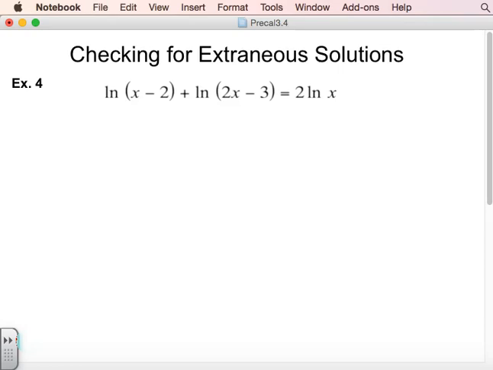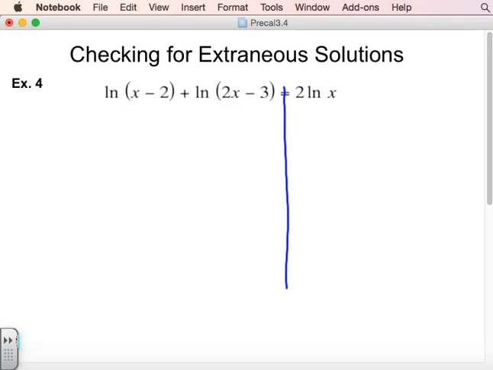So this first one, notice you've got 3 logarithms in this one equation. What you've got to do in this situation is combine 2 logarithms into one, to give yourself a way to cancel them out. You can't do anything until you combine logarithms into one.